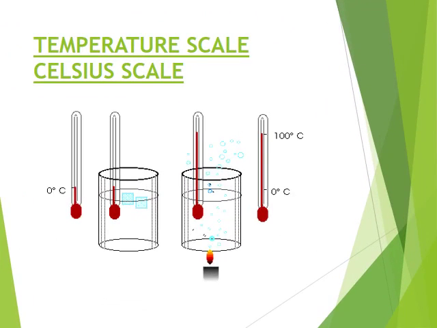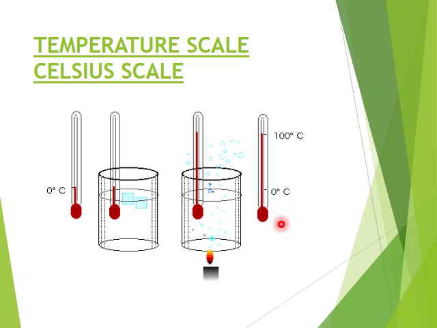My dear students, here is the Celsius scale. Two types of temperature scale are used in our daily life. One is the Celsius scale and the second is the Fahrenheit scale. The glass tube of a thermometer has marking on it, and this is called the Celsius scale. As you can see, this marking is called the temperature Celsius scale.